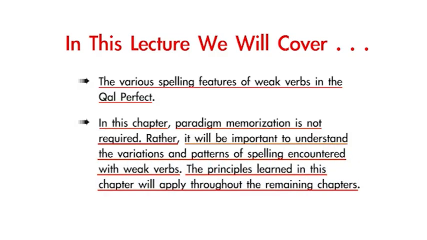So in chapter 13, we learned the Cal Perfect strong verb. Before you get into this chapter, you must make certain that you have memorized the Cal Perfect paradigm for the strong verb like a robot. Only then will you be able to identify and understand the various weak verb spelling changes that we will see here.